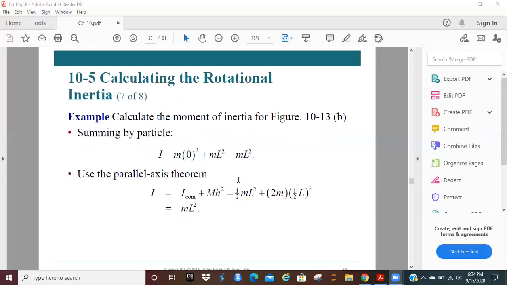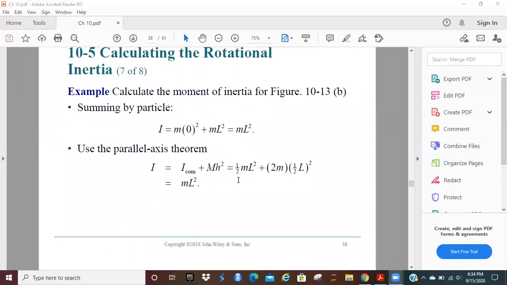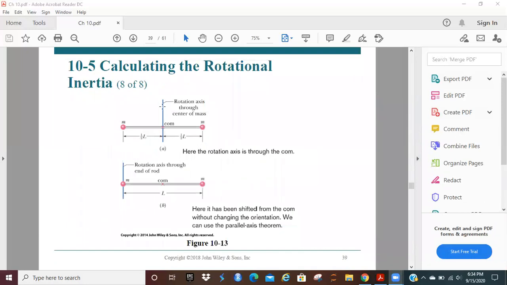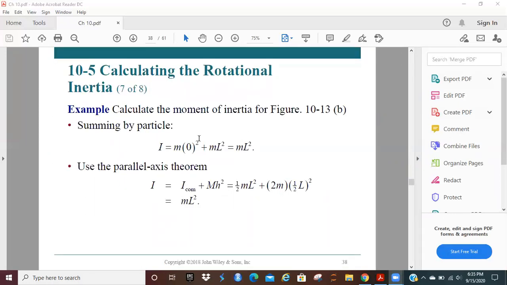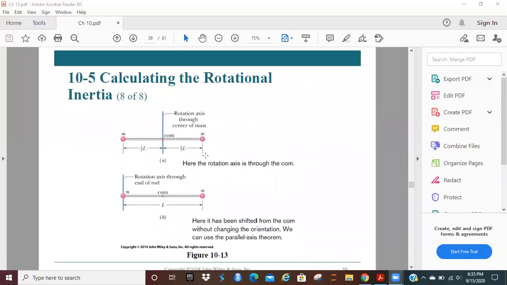So, calculate the moment of inertia for figure 10.13. In other words, we have a rotation axis through the center of mass right here. It doesn't necessarily have to go through this way. It just has to go through the center of mass. So we have the rotation through the center of mass here. And since we're looking at part B, what has happened here is that the rotation has moved here to the end of the rod rather than remaining here.